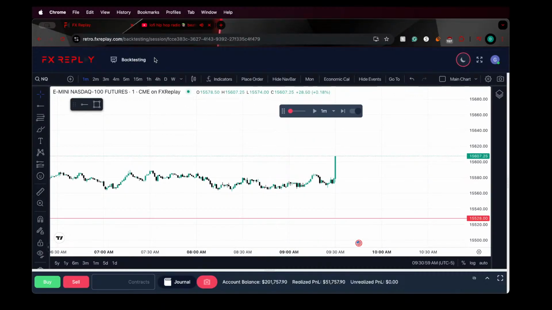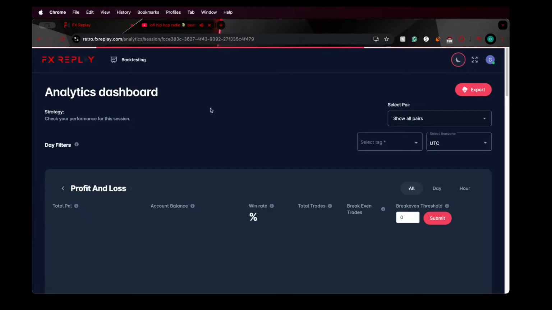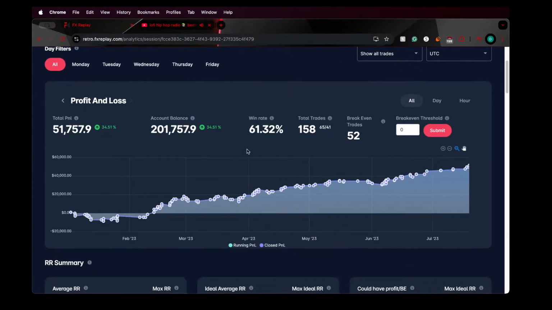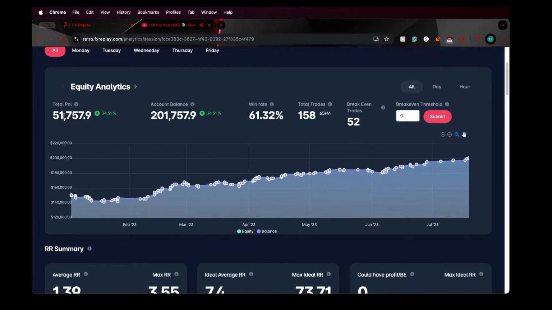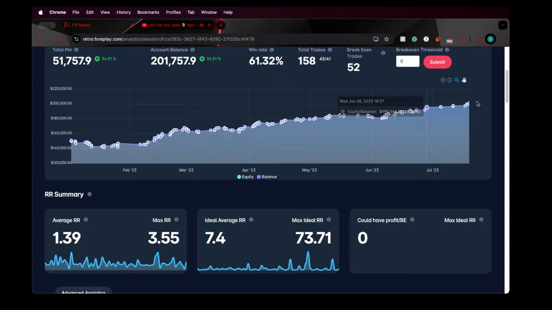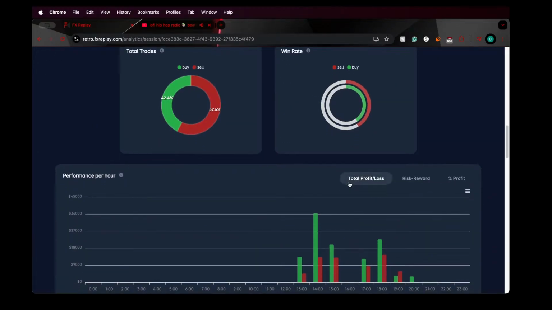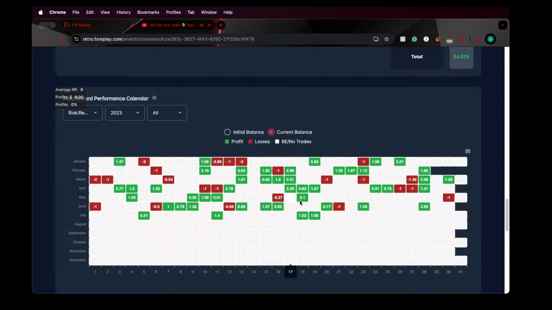All right, let's go check the navigation bar, dashboard, analytics. Let's go check the analytics real quick. 61%. We're increasing the win rate. I'm telling you, we're doing good here. We're up 34% on the account, 51K. Analytics, we're slowly but surely rising up. Going to initial balance, we're at 4.13%.